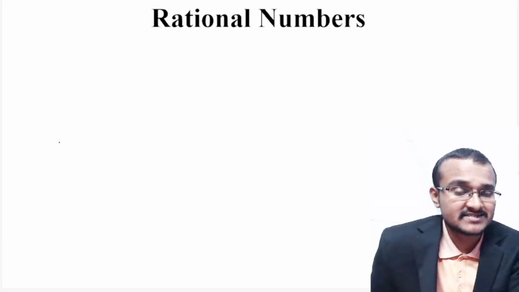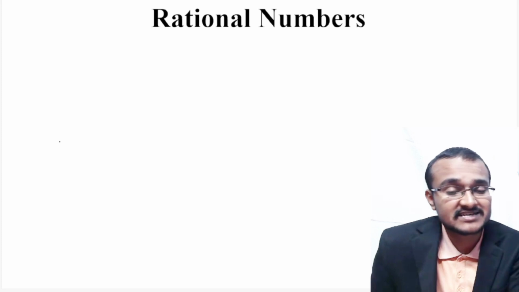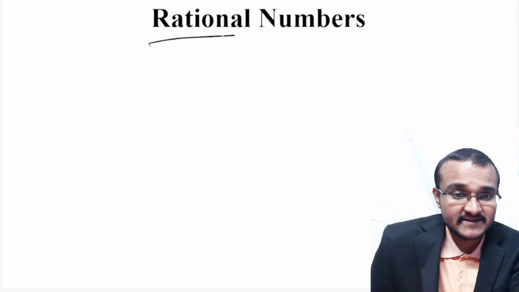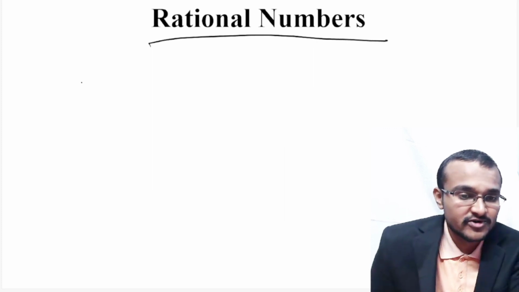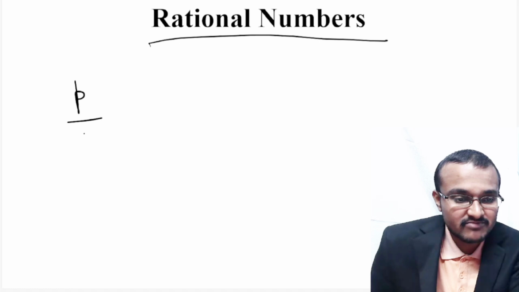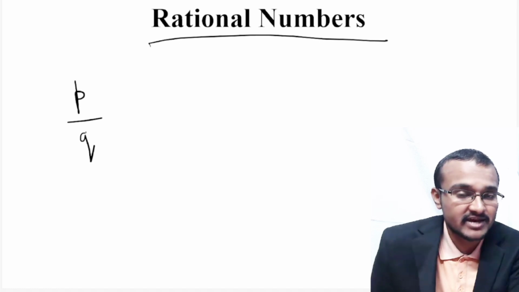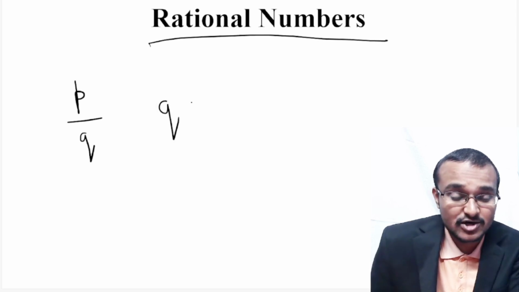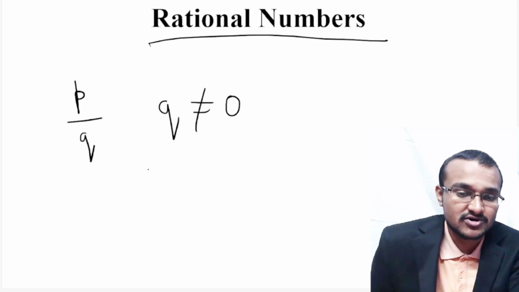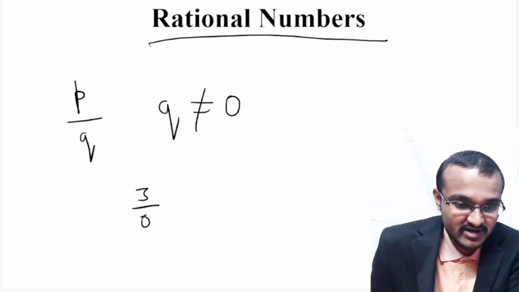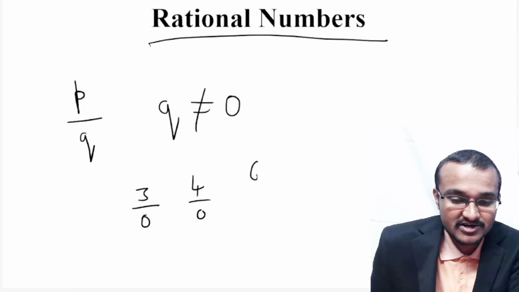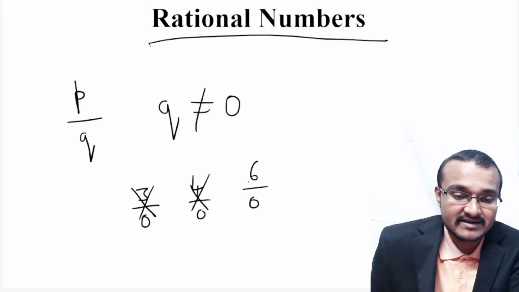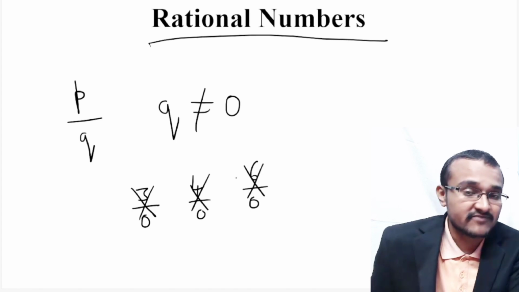Now we have tested properties for whole numbers, natural numbers and integers. Now let us test the same property, closure property, for rational numbers as well. Before going into that, you should always remember any number which is in the form of p by q is known as a rational number, provided that the denominator should not be equal to 0. Because if you consider any number like 3 by 0 or 4 by 0 or 6 by 0, then all these numbers are not determined, so they are not in the range of rational numbers.